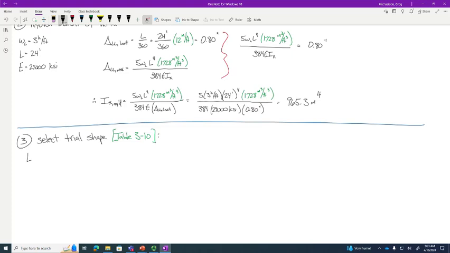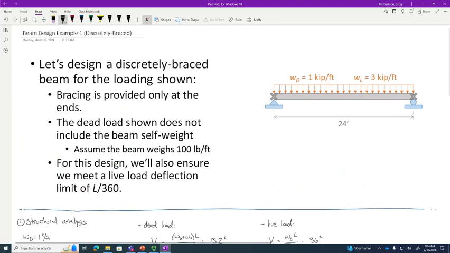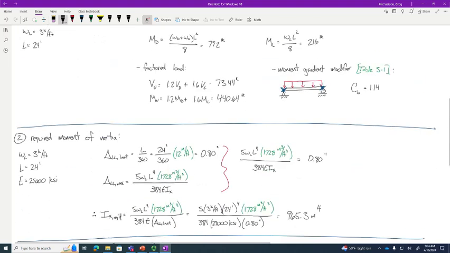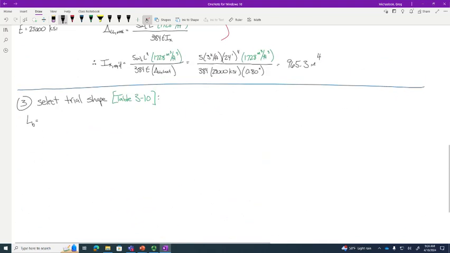What is LB for this problem? We haven't talked about that. 24 feet. It's the distance between braces. It just happens to be the span length for this problem because the only braces are at the ends. So for this problem, LB is 24 feet. Now on the y-axis, we look up a moment, but we do not look up Mu.